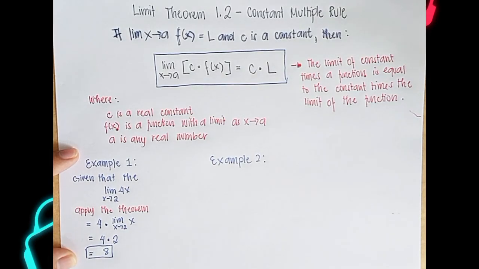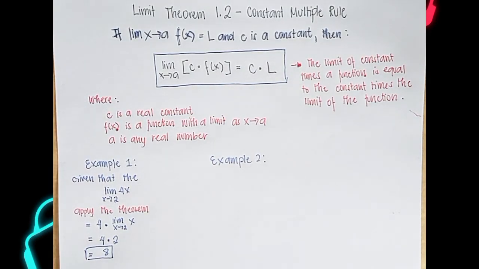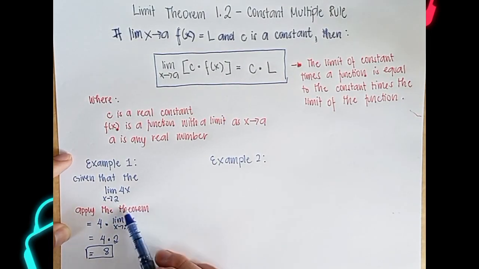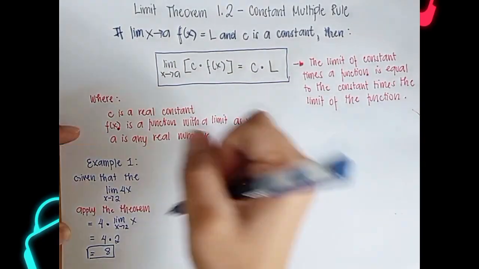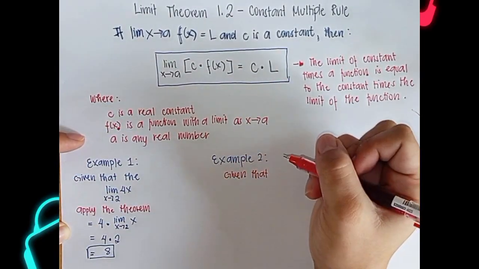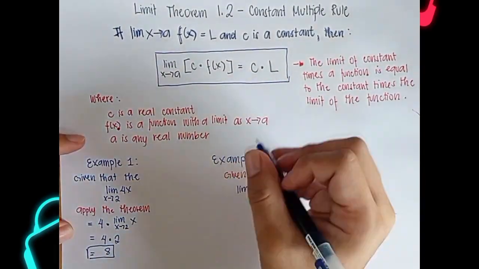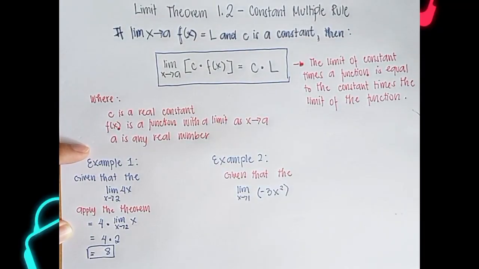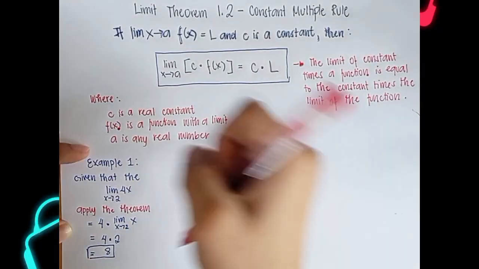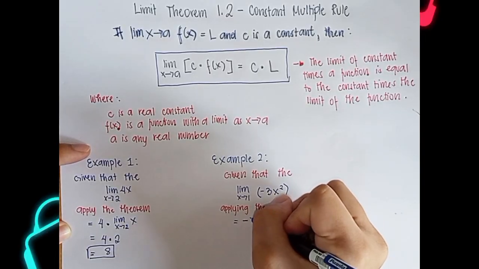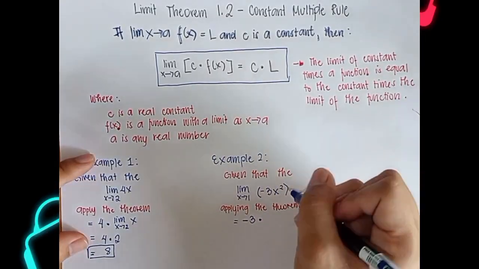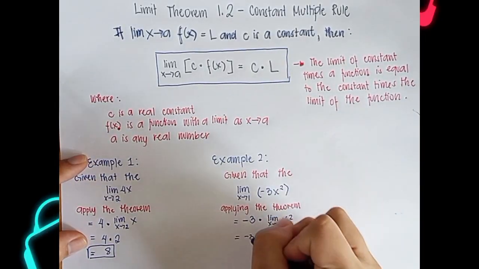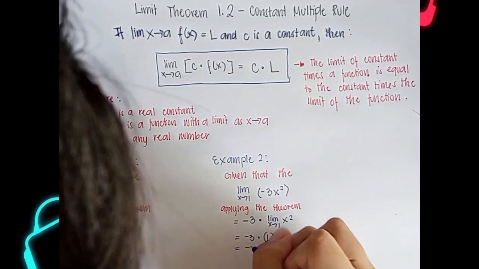So the answer is the limit of r for x as x approaches 2 is equal to 8. So let's have another example, number 2. Given the limit as x approaches 1 of negative 3x squared, we also have to apply the theorem. So negative 3 times the limit as x approaches 1 of x squared.